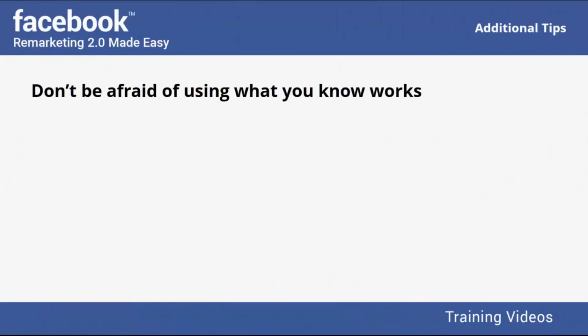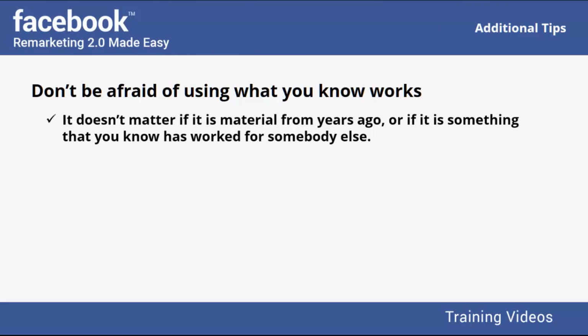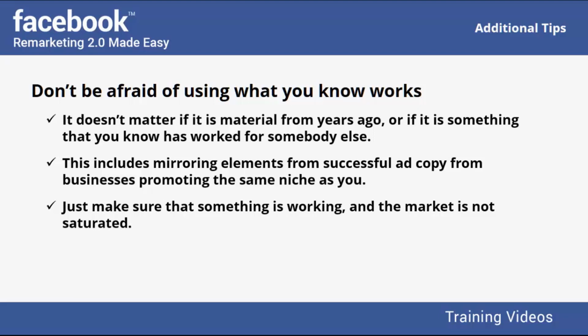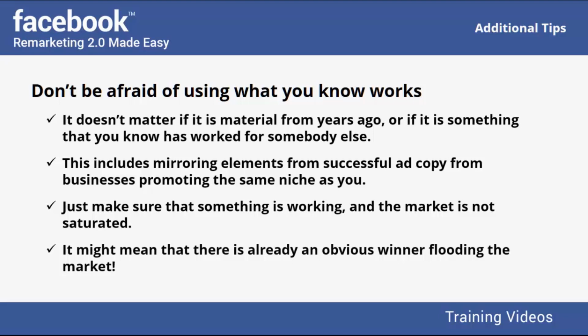Don't be afraid of using what you know works. It doesn't matter if it is material from years ago or if it is something that you know has worked for somebody else. As long as it works as a remarketing strategy, you should use it. This includes mirroring elements from successful ad copy from businesses promoting the same niche as you. Just make sure that something is working and the market is not saturated. If something is selling really well, but you see that the trend is that people are only buying from one or two sources, proceed with caution. It might mean that there is already an obvious winner flooding the market.